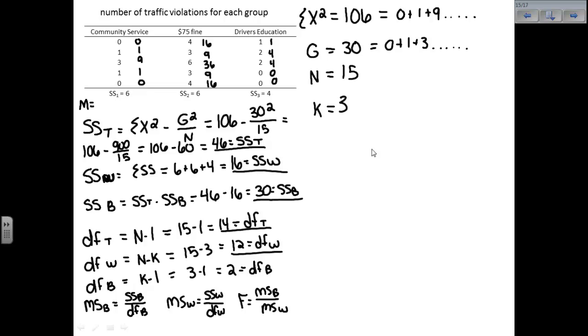Now I'm going to go ahead and start my source table here. So I've got my source, between, within, and then total. Got my sum of squares, my degrees of freedom, my mean squares, and my F value.